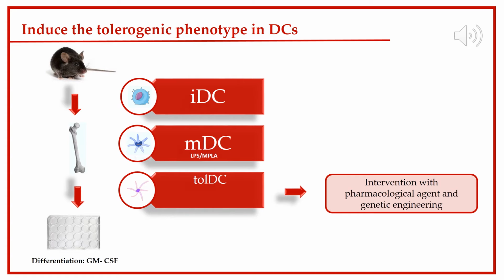In the studies consulted for the preparation of this work, the dendritic cells were obtained and differentiated from the bone marrow of mice. The maturation of these cells was accomplished by the addition of LPS or MPLA in the cell's culture. TOL-DC were obtained through intervention with pharmacological agents in the cultures, being IL-10, TGF, dexamethasone, and vitamin D3 or genetic silencing. The results referring to the chosen works will always be represented in that order.